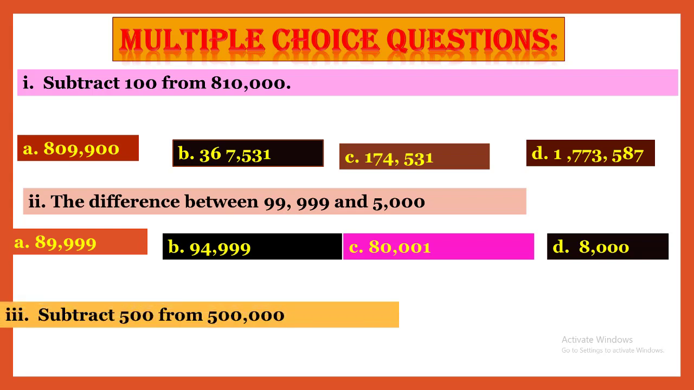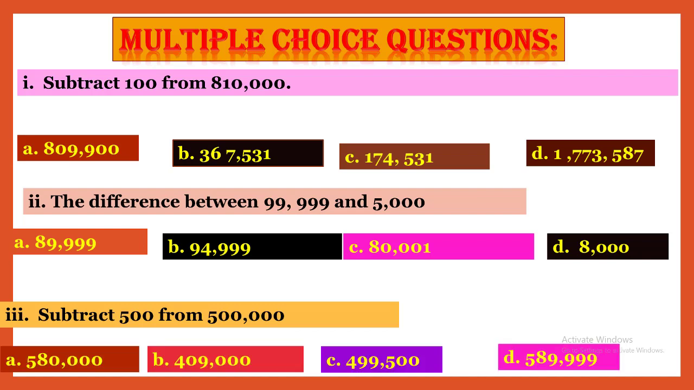Your third question is subtract 500 from 500,000. Your options are, first one is 580,000. Second one is 409,000. Third one is 499,500. And the last one is 589,999. Do you have solved your sums?